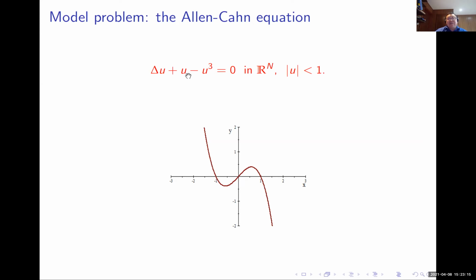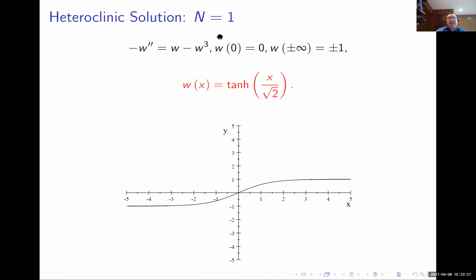The model problem I'm going to take today is the Allen-Cahn equation, which is a standard model for many problems. You have a -1 and a +1: u minus u cubed. The one-dimensional solution you can write down explicitly, and this is the building block I'm going to use today for the high dimensional solution. Let me call it W, which is nothing but tanh of x over square root 2. So you connect -1 to +1, and this is the one-dimensional profile.